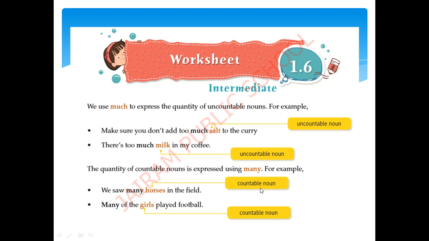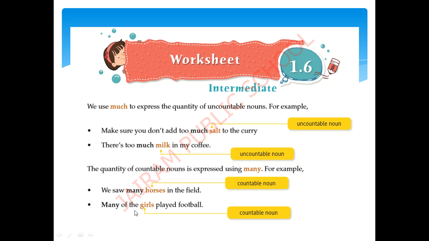Here, the quantity of countable nouns is expressed using many. For example, we saw many horses in the field. So horses, animals. Can you count the animals? Yes. So a noun which can be counted will be referred to with the word many. We saw many horses in the field.